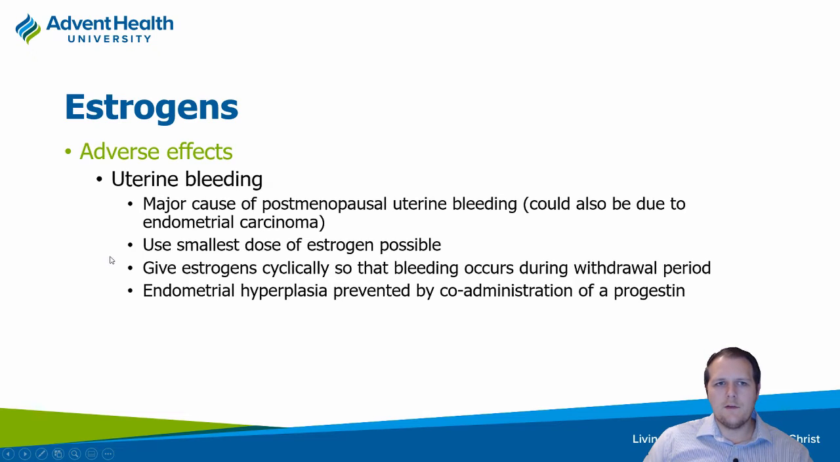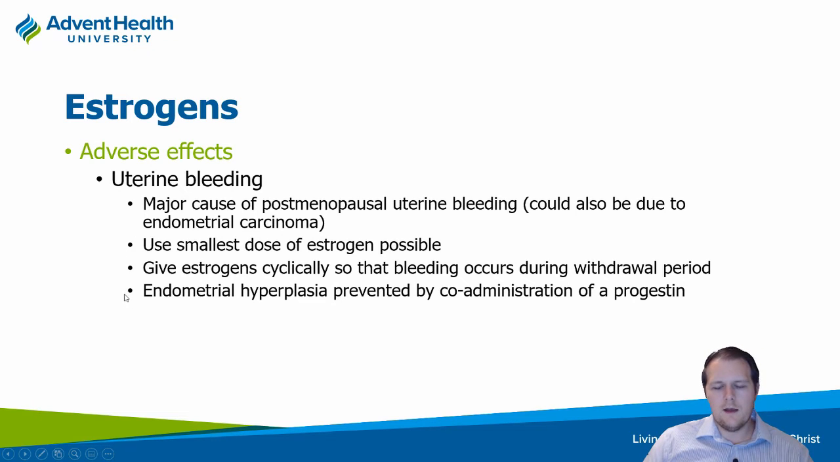So adverse effects you're going to see with the estrogens, and these are numerous, but things like uterine bleeding are pretty common. You always want to make sure that if a patient has unexplained vaginal bleeding, you rule out the scary stuff like cancer and whatnot, because estrogens can make that worse, but you've got to make sure they didn't have a problem to start with before you actually introduce the drug. Again, this can be mitigated by using a relatively low dose if possible.